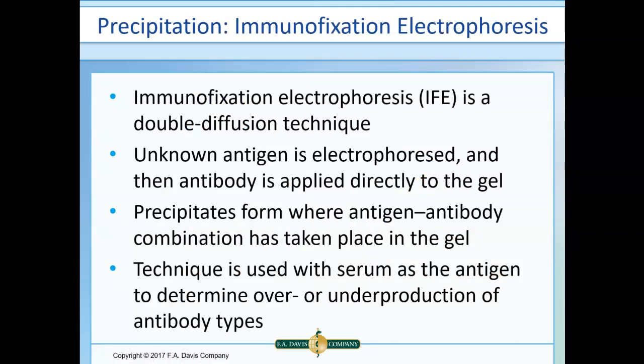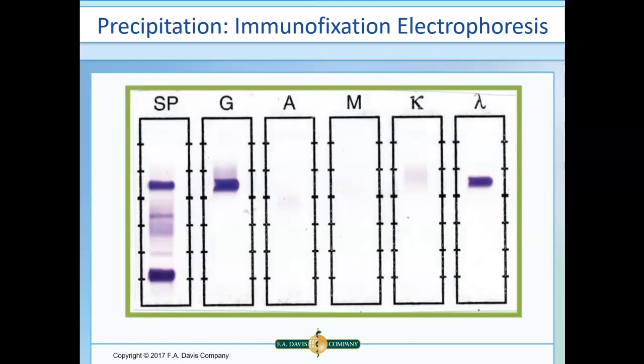The next one, immunofixation electrophoresis. So this is also a double diffusion technique where unknown antigen is electrophoresed and then antibody is placed on the top of the gel. Precipitates form where the antigen-antibody combination has taken place in the gel. So this is used with serum as the antigen to determine over or under production of antibody types. So here's a picture of what that might look like.